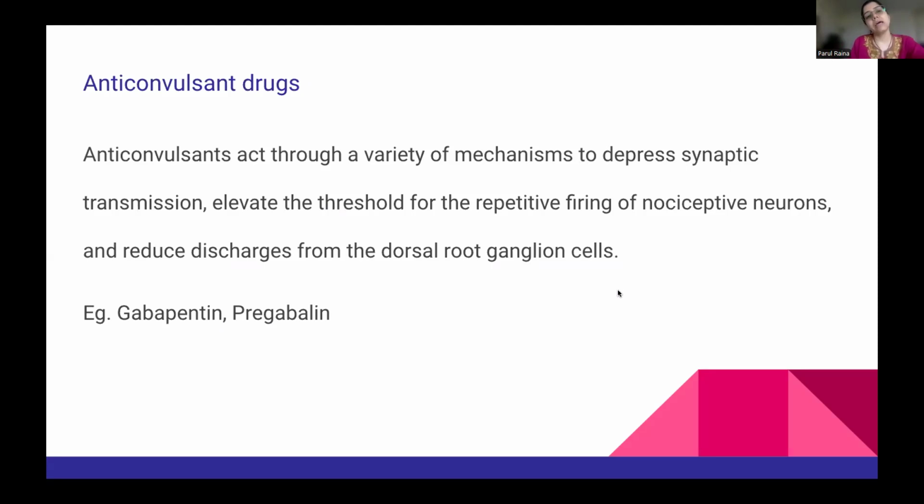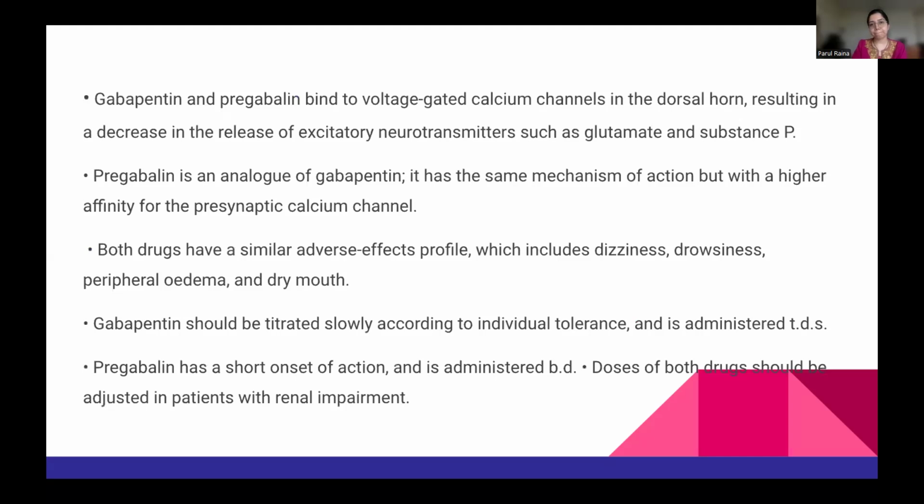Coming to the anticonvulsant drugs. Anticonvulsants act through a variety of mechanisms to depress synaptic transmission, elevate the threshold for repetitive firing of nociceptive neurons, and reduce the discharge from the dorsal root ganglion cells. This includes gabapentin and pregabalin. Both of these drugs bind to the voltage-gated calcium channels in the dorsal horn and decrease the release of excitatory neurotransmitters like glutamate and substance P.